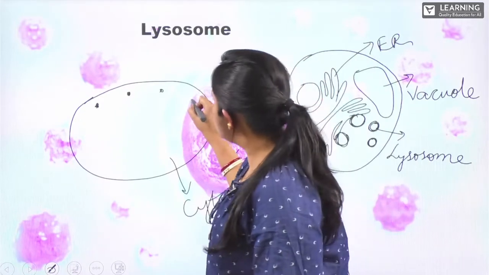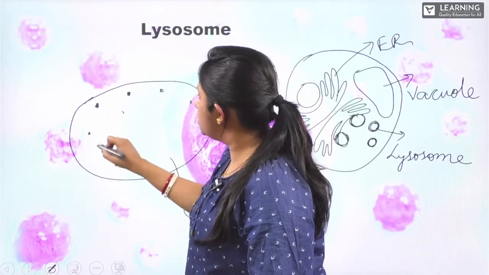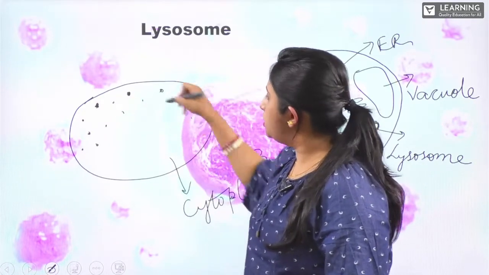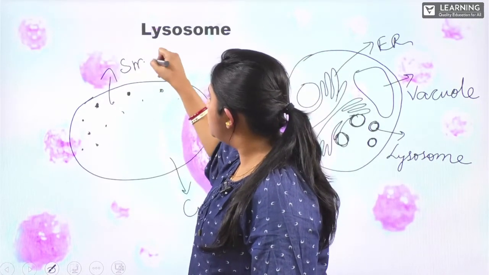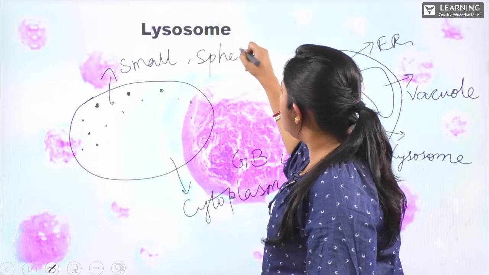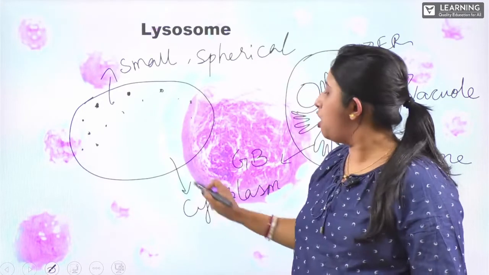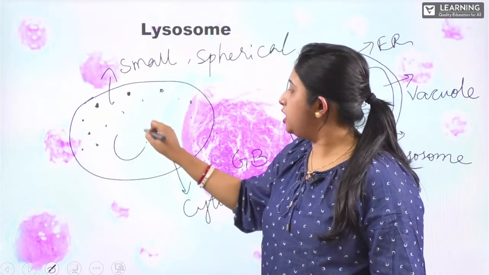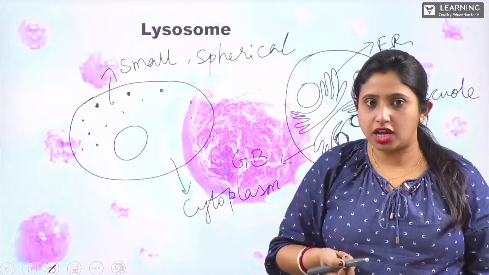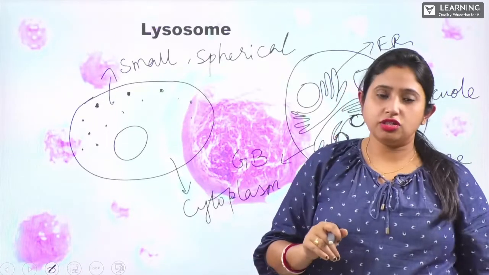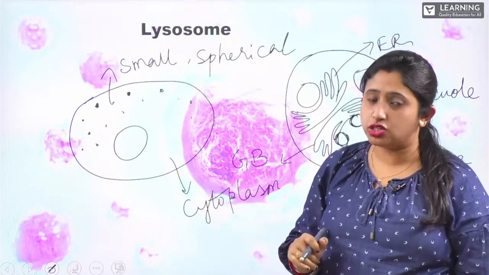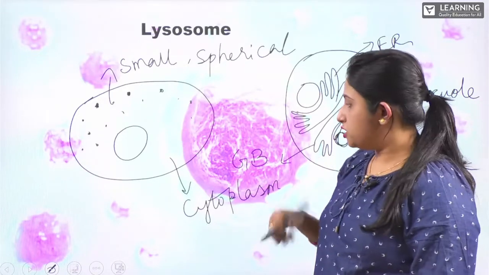These lysosomes are small bead-like structures lying in the cytoplasm. They are small and spherical structures found in the cytoplasm. This is the nucleus, and this area where the cell organelles are present is known as the cytoplasm. So lysosomes are small, spherical structures found in the cytoplasm.